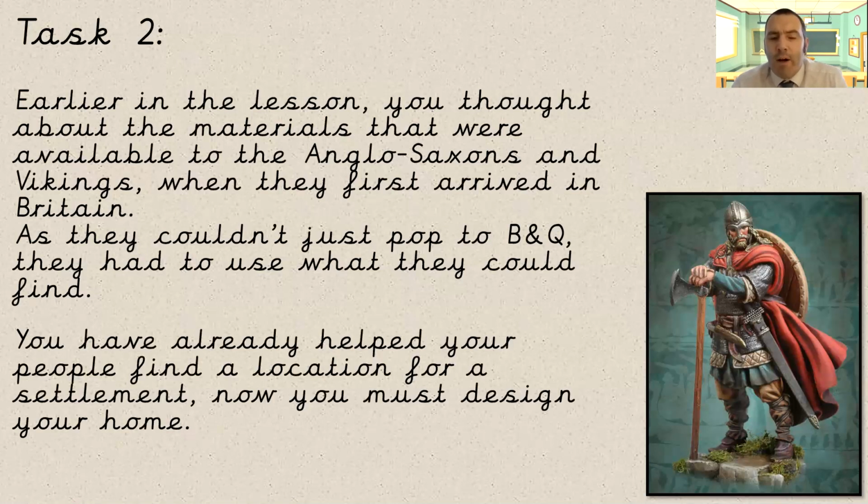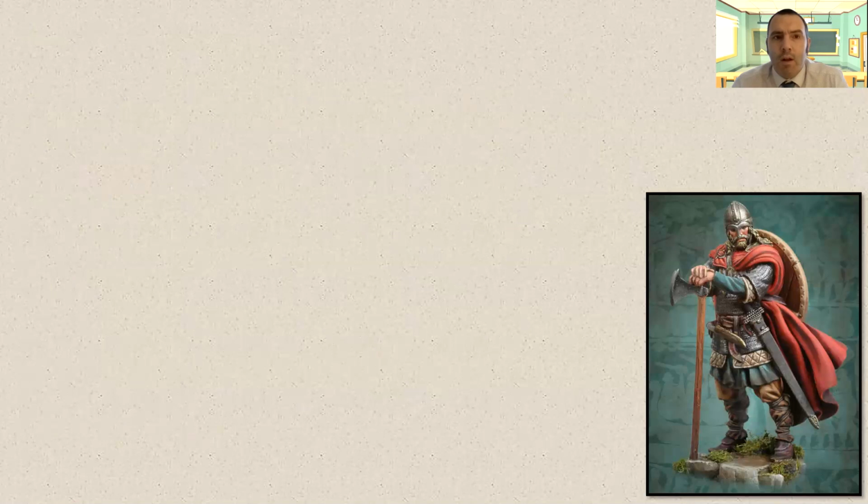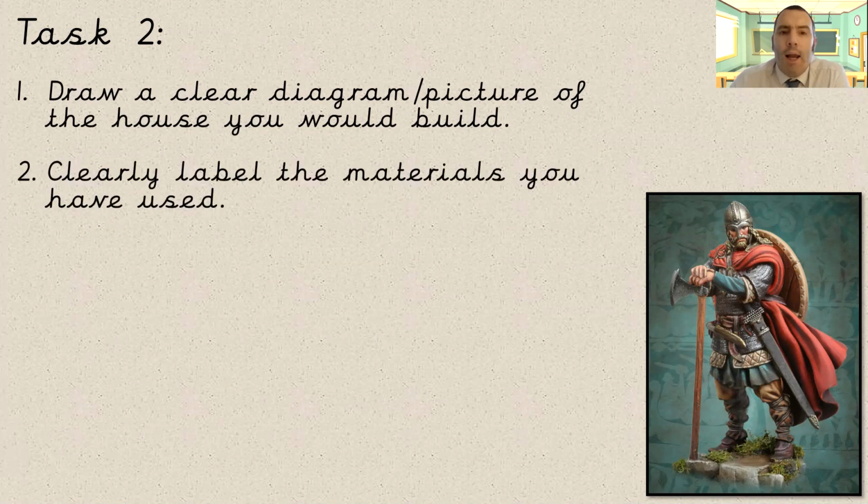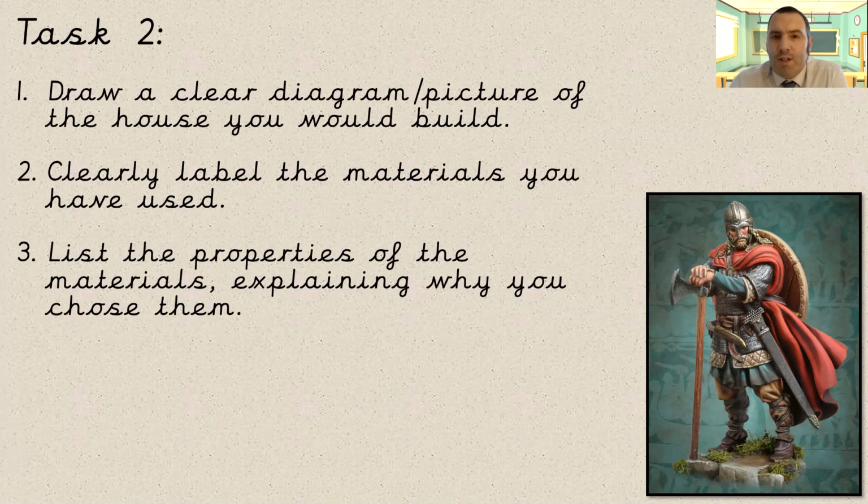So you need to think about a sloping roof to make sure the rain runs off it. What are you going to use to make the roof? What are you going to build the walls out of? How are you going to support all of this? These are some important questions to have in your mind as you decide what materials you're going to use. So we want you to draw a picture, a clear picture or a diagram of the house you would build. Clearly label the materials you've used. List the properties of those materials, explaining why you chose them.